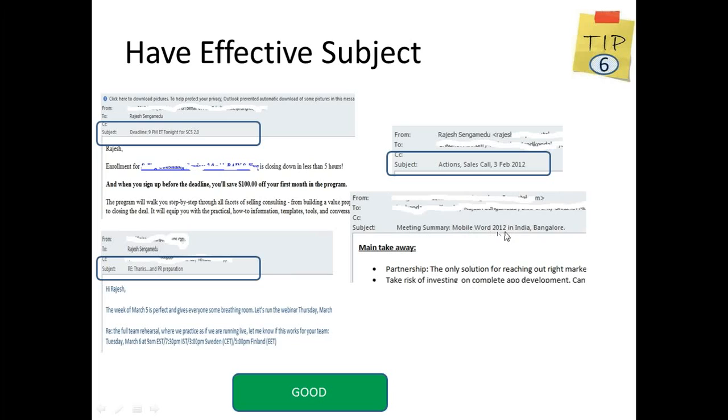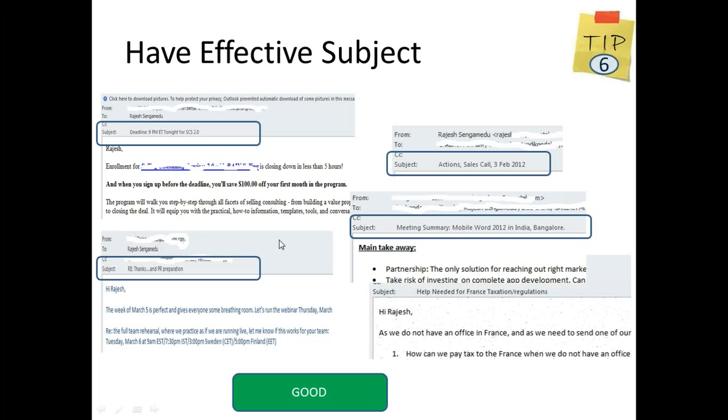4th email, meeting summary, Mobile World 2012 in India, Bangalore. Very clear. The contents of the mail just talks about the meeting summaries. These are all good examples of writing mails. Effective subject. If I am interested in the subject, I will read that mail. So the most key point. Somebody sent me a mail. They need help for France taxation regulations. Very clear mail. Help needed for France taxation regulations. Subject matter and the matter in the body is related.